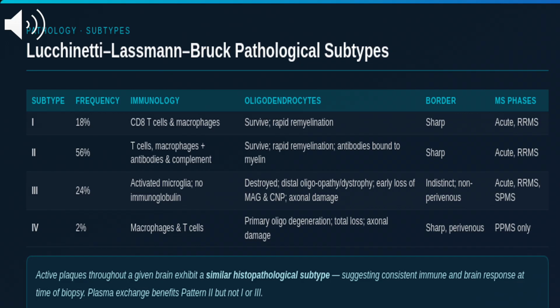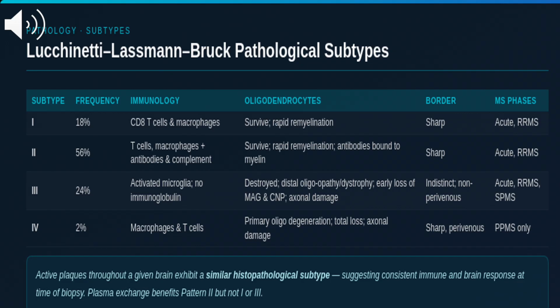Pattern 4, seen in only 2% of patients and exclusively in primary progressive MS, shows primary oligodendrocyte degeneration without a clear immune mechanism, suggesting this truly rare subtype may be a primary oligodendropathy with secondary inflammation. The implications for therapy here are profound. Growth factors for oligodendroglial progenitors or actual oligodendrocyte transplants may be needed.